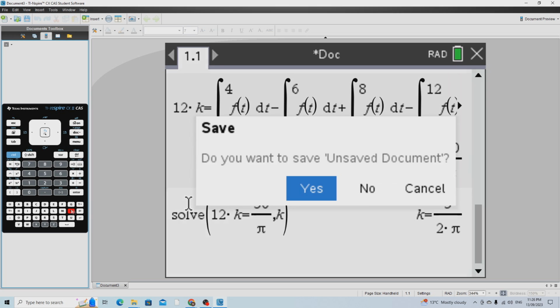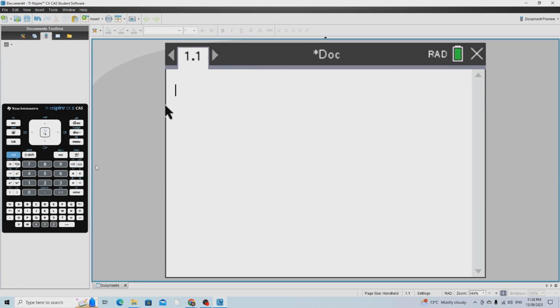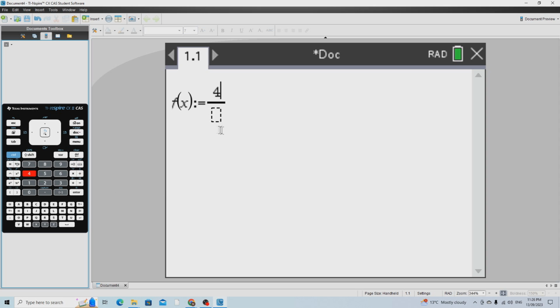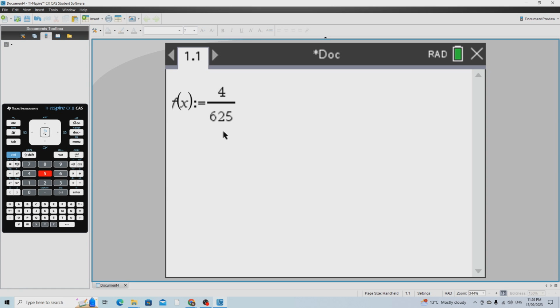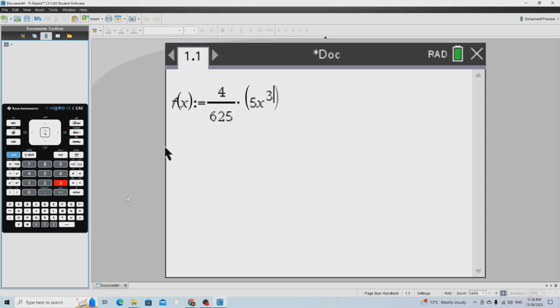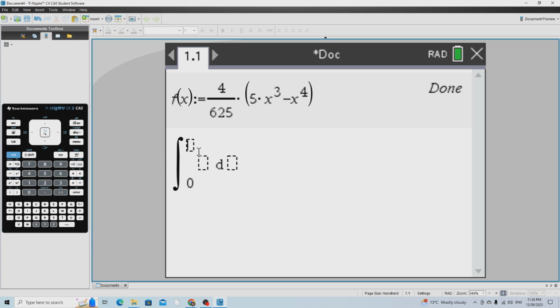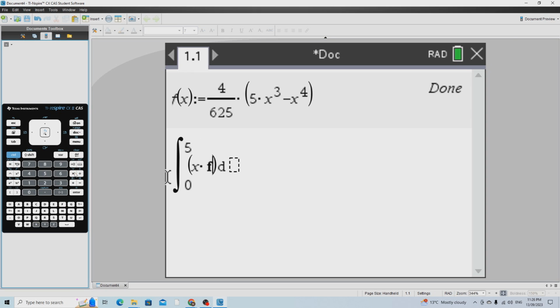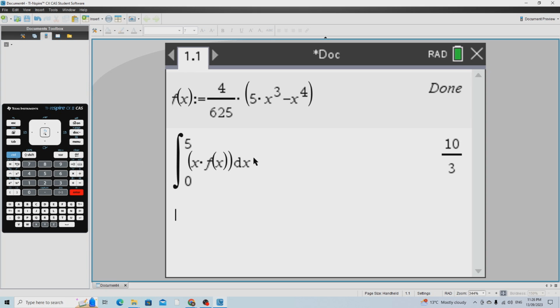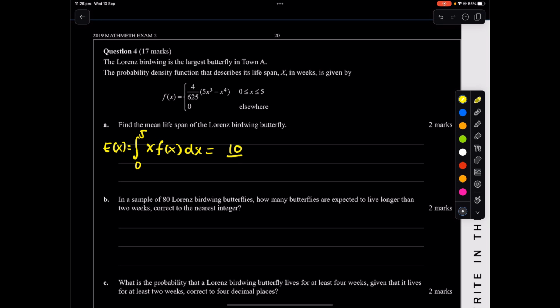Let's create a new document and define f(x). So f(x) is 4 over 65 times 5x to the power of 3 minus x to the power of 4. Okay, that's that. Enter. So we're saying the integral from 0 to 5 of x times f(x) dx, which is 10 over 3. Done.